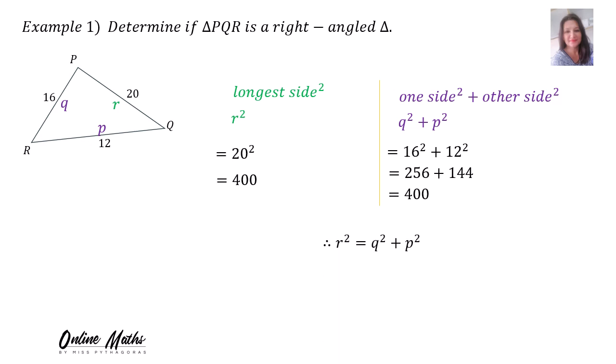So therefore, can you see that r squared, the longest side squared, is indeed equal to the sum of the other two sides squared. Therefore, it's the opposite of the Theorem of Pythagoras. Therefore, triangle PQR is indeed a right angled triangle.